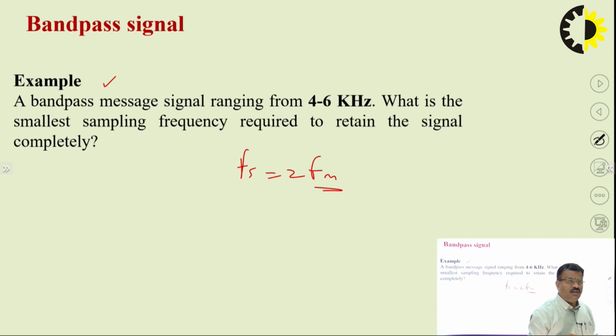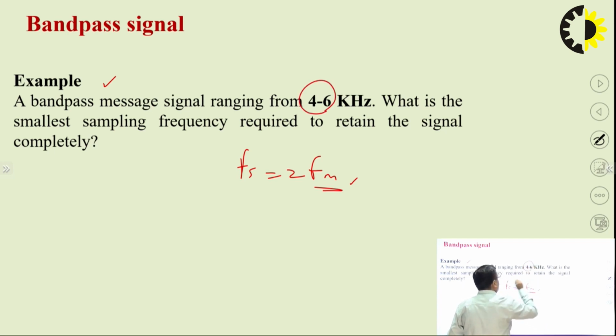This is our frequency of baseband signal. In case of band pass, it is different. If we talk about low pass and high pass signal, Fm is the maximum frequency available in the signal, so you can take Fm. But in case of band pass, our bandwidth is 4 to 6 kilohertz, so the bandwidth is 2 kilohertz.